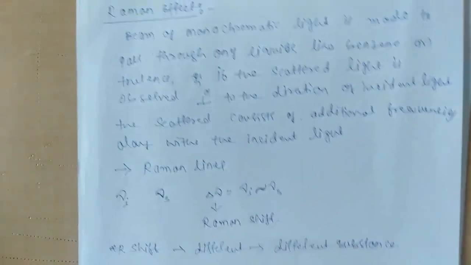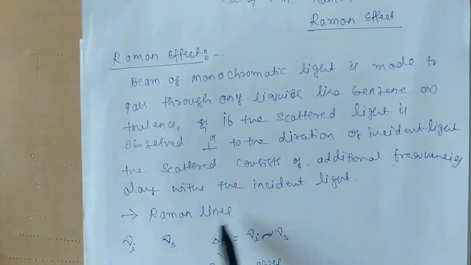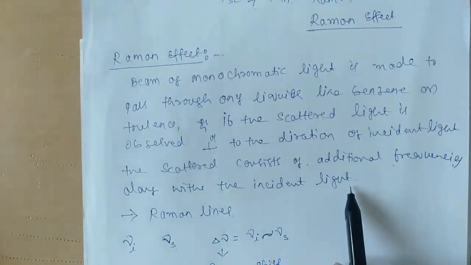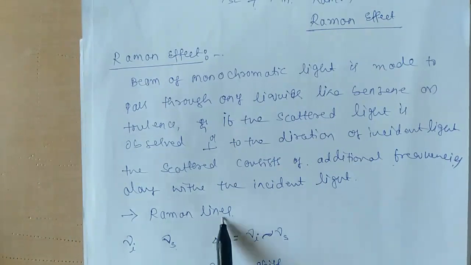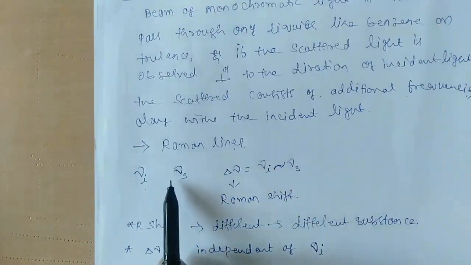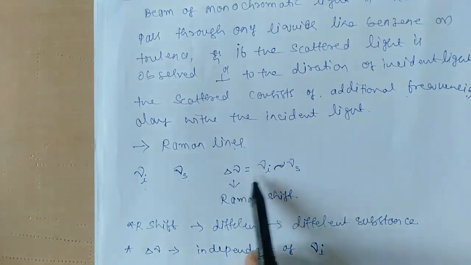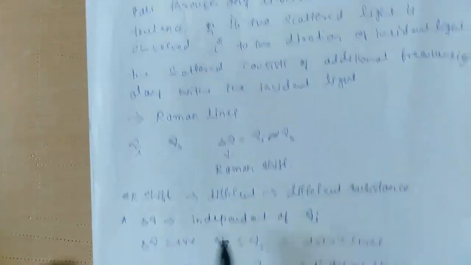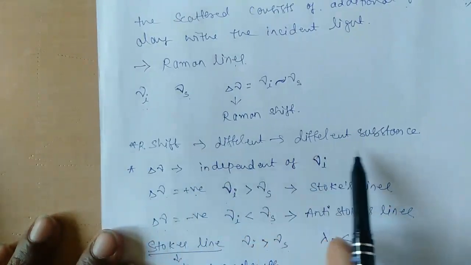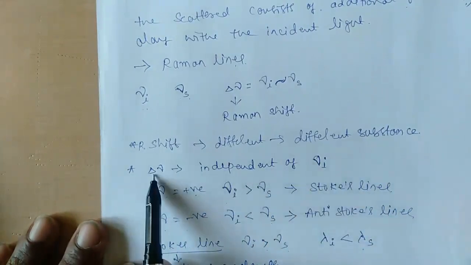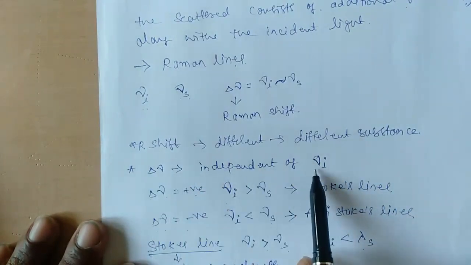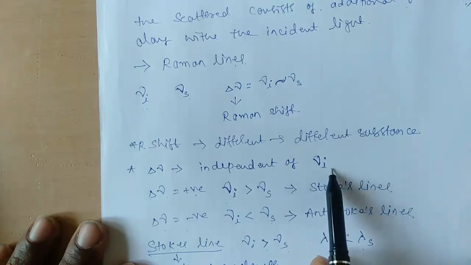Let us recall once again. What do you mean by Raman spectrum? The resultant spectral lines which are obtained due to Raman scattering are called Raman lines. If nu I is the frequency of the incident light and nu S is the frequency of the scattered light, then Raman shift can be written as nu I minus nu S. Raman shift is different for different substances, and it is independent of the frequency of the incident light.